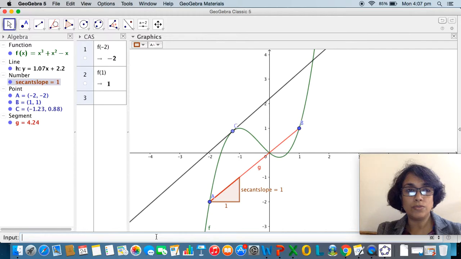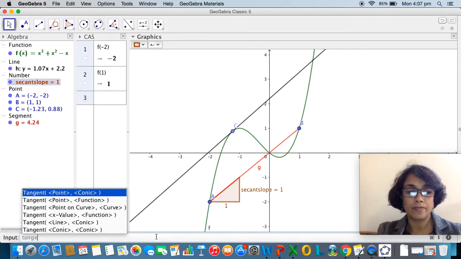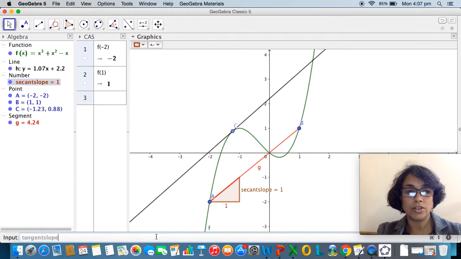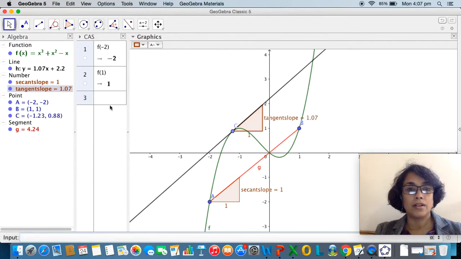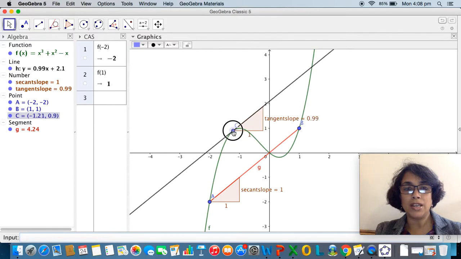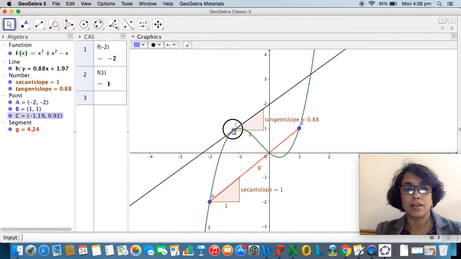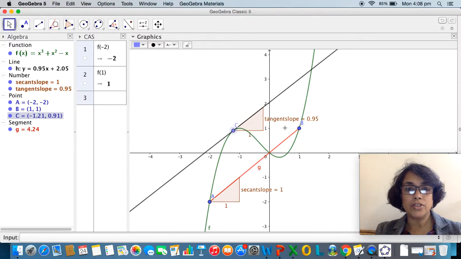Now I will do tangent slope. This is just a name, tangent slope, but I'm using the slope function within it to find the slope of the tangent h. So a slope triangle has been drawn on the tangent. We find that if we take C somewhere here, then the tangent slope is almost 0.95, close to 1.